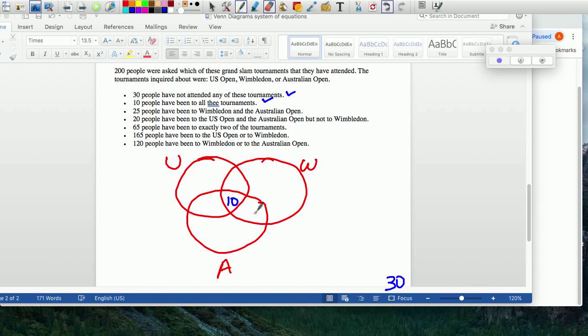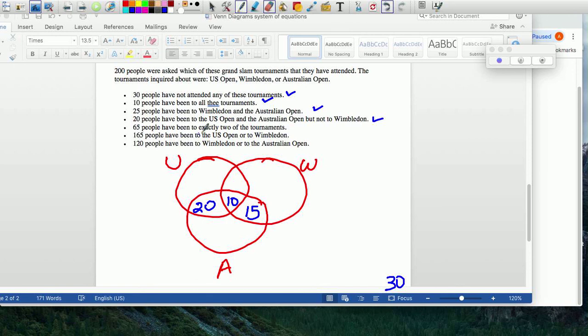But it doesn't say only. Okay, so this is going to include the 10 people that also attend all 3 tournaments, right? So I already have 10 people attending Wimbledon and Australian Open. I need a total of 25. So these 2 areas need to add up to 25, which means this is 15. 20 people have been to the US Open and the Australian, but not Wimbledon. So this one I don't have to subtract from 10, because I need 20 people who go to the US Open and the Australian, but don't go to Wimbledon. So they can't be part of the Wimbledon circle. Okay, so that's done.